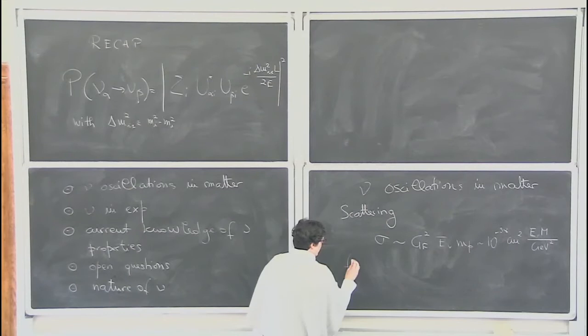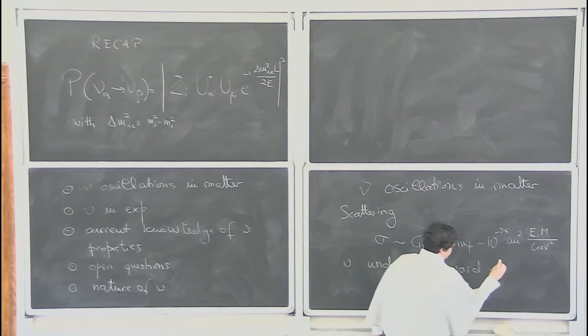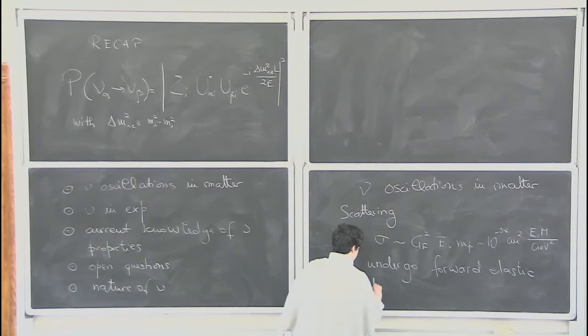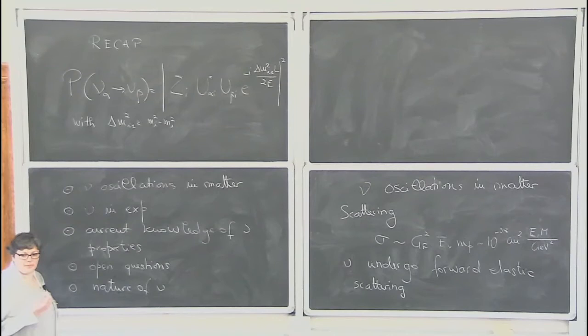So neutrinos undergo forward elastic scattering. This does not stop neutrinos, but it modifies their effective mass, like photons in a plasma, for instance.